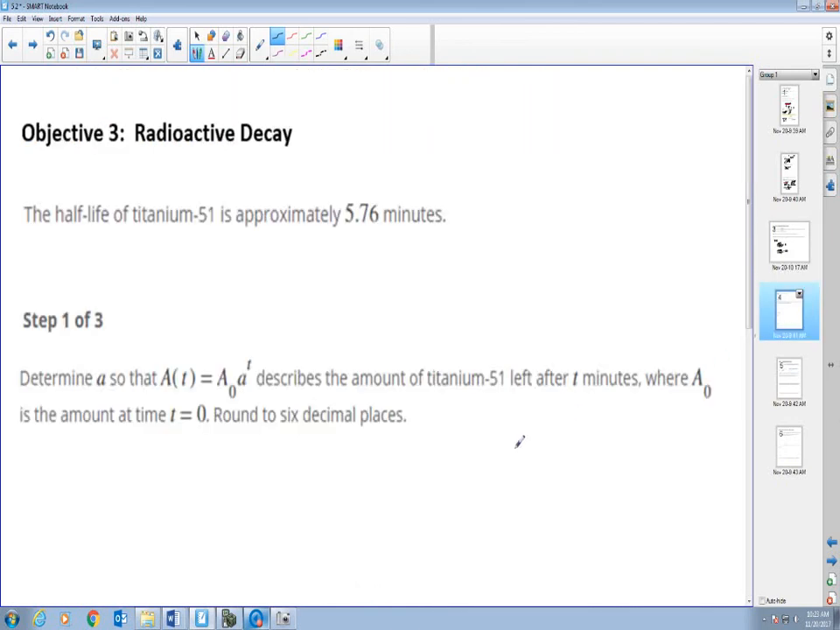Now another type of exponential growth is called radioactive decay. This is a very interesting problem. Something called a half-life. Half-life means half of its initial amount. So the half-life of titanium-51 is approximately 5.76 minutes. Determine the base A so that this model describes the amount of titanium-51 left after T minutes, where A-naught is the initial amount at time 0.